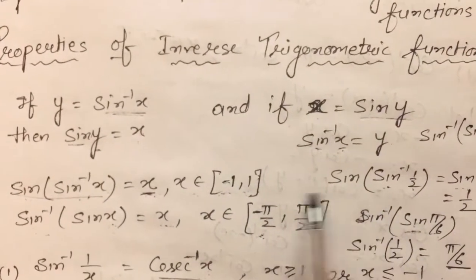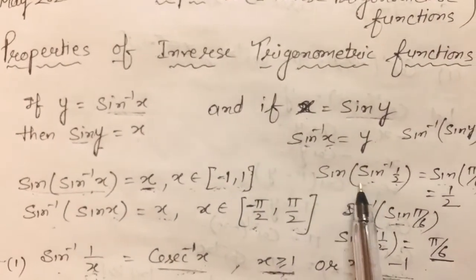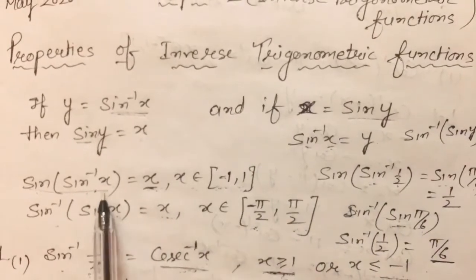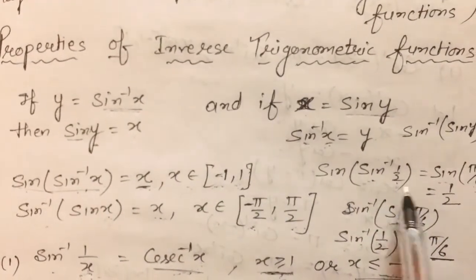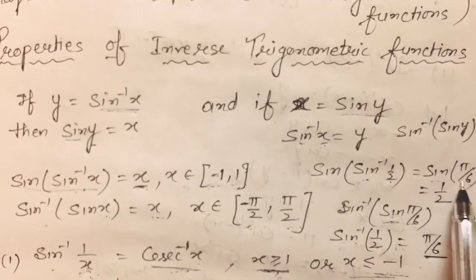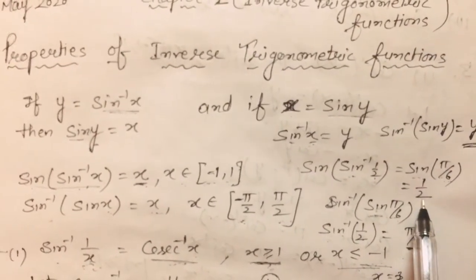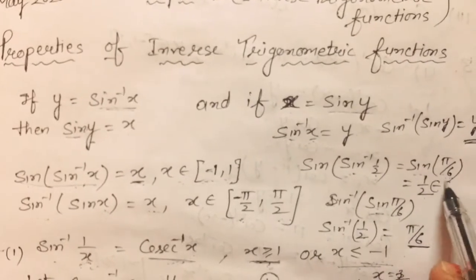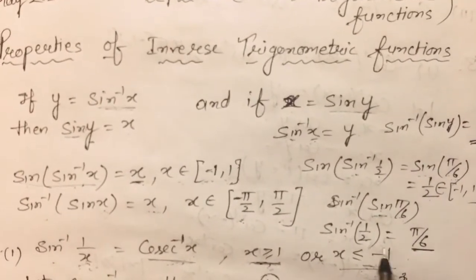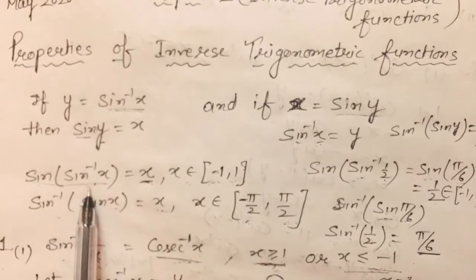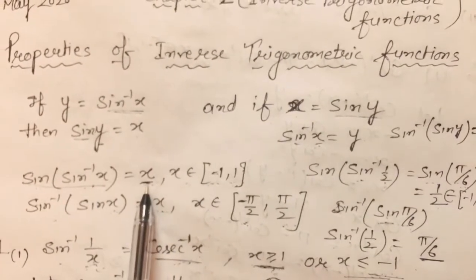Suppose I am taking one example, sine of sine inverse x, where x is 1/2. So it will be sine inverse 1/2, that is pi by 6, and we know that sine pi by 6 is equal to 1/2. So it lies between -1 and 1. So we can write sine of sine inverse x is equal to x.